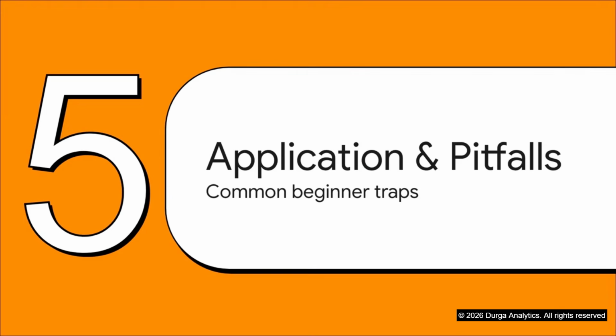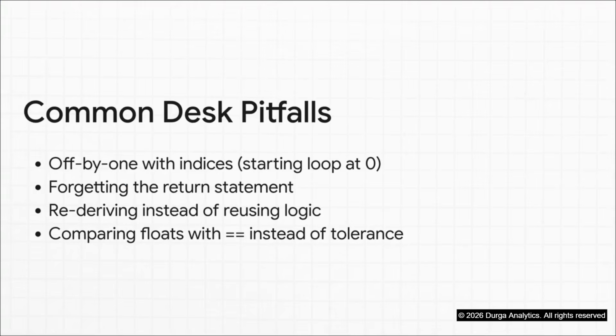Which brings us to Section 5, Desk Application and Pitfalls. The exact function we just built is precisely what you are going to use in Project 4, the Trader Risk Dashboard. But you need to watch out for a few traps. The most common pitfalls include off-by-1 errors. Like we said, if you start your daily change loop at index 0, Python is going to try to read index -1 as yesterday, which will silently give you an entirely wrong set of data.